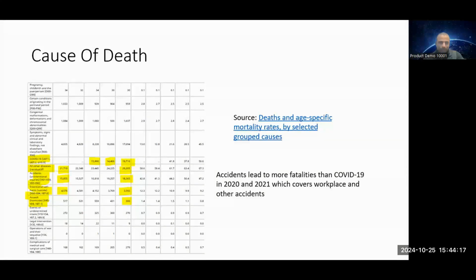COVID-19 was 15,890. This was in 2020. And if you compare this with accidents, apparently accidents kill more people than COVID-19 in 2020. It's roughly 16,818 for accidents in 2020 compared to 15,890. However, this number did go up for COVID-19 and it was 19,716, 2 years later.